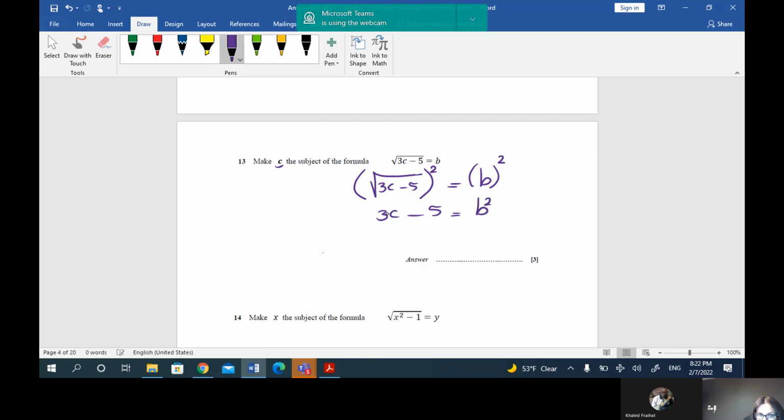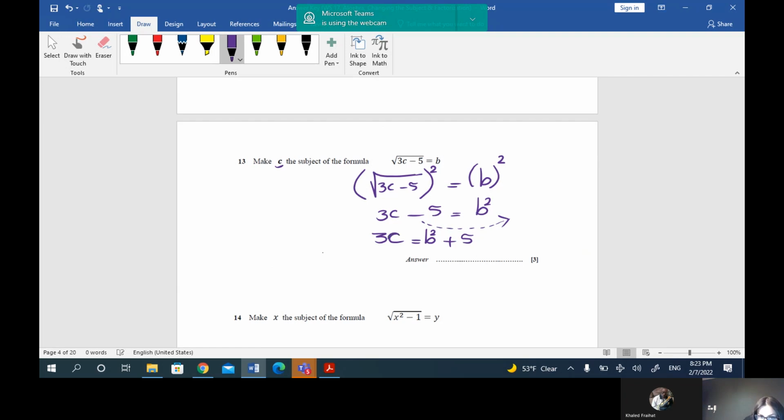We're making c the subject. So we're going to transfer this to the other side of the equal. So 3c is left here equals to b squared, which is originally there, so we start with it. And when we transfer the negative 5 into the other side of the equal, it will become plus 5.